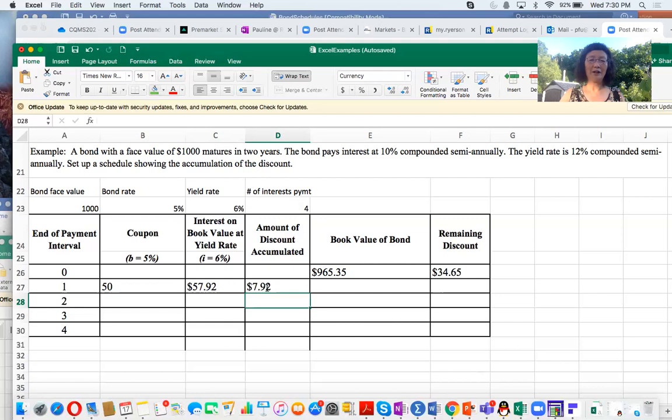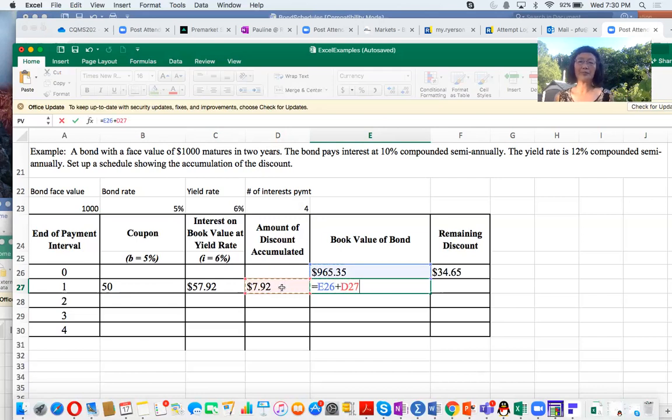So where we are, we calculated the amount of discount. And now calculate the book value of the bond. It is just this number plus the discount, that is the book value. Again, you need to modify the formula so that you can copy down the formula later on. So just add the $ sign. So that is the book value.